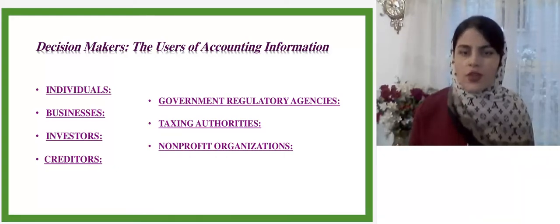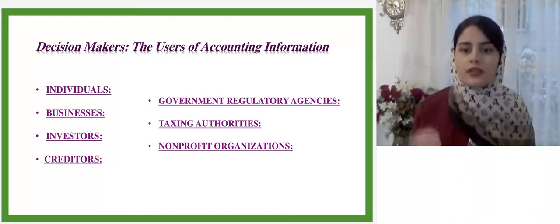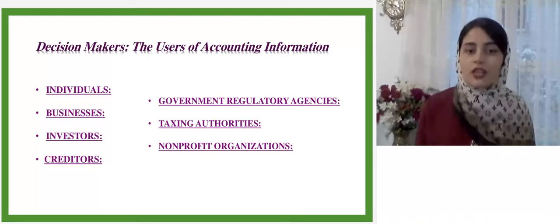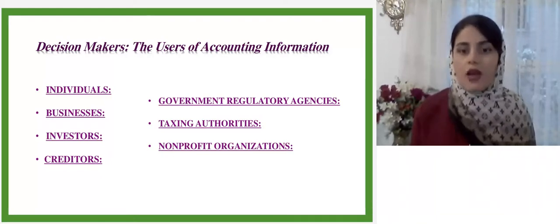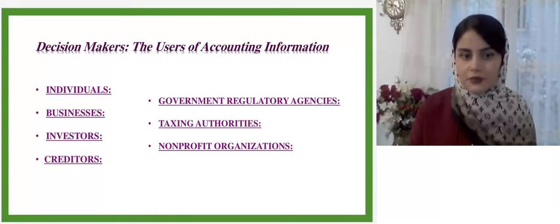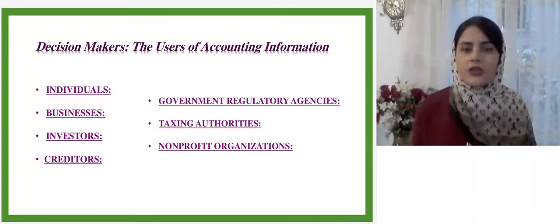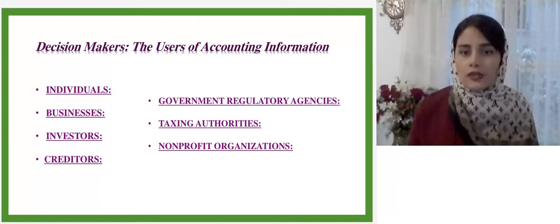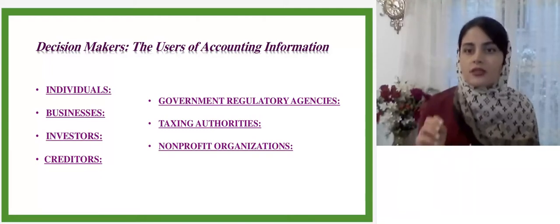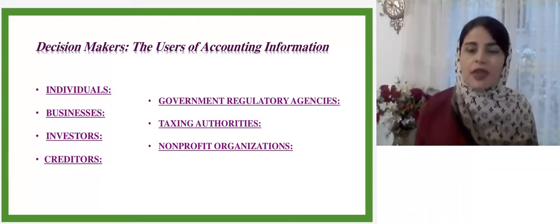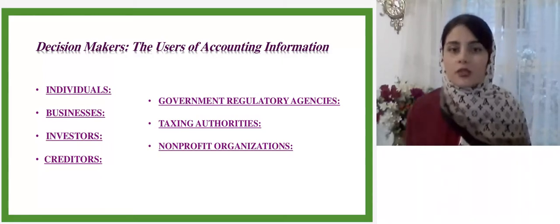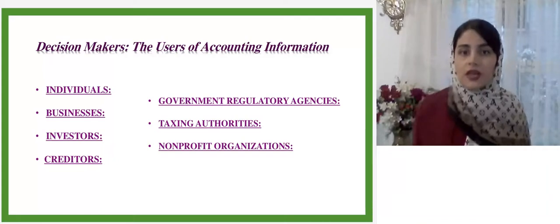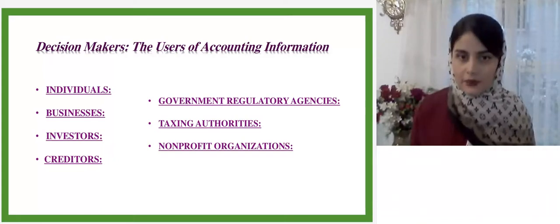Investors. What are investors? Investors provide the money to get a business going. To decide whether to invest, a person predicts the amount of income on the investment. Creditors. Before lending money, a bank evaluates the borrower's ability to make the payments. This evaluation includes a report on the borrower's financial position and predicted income.